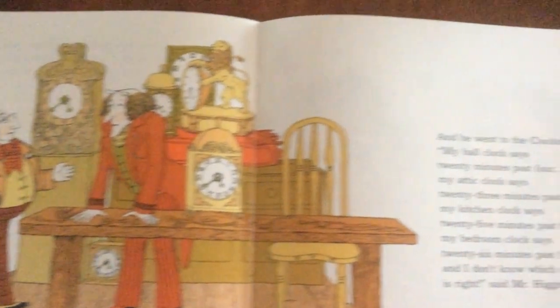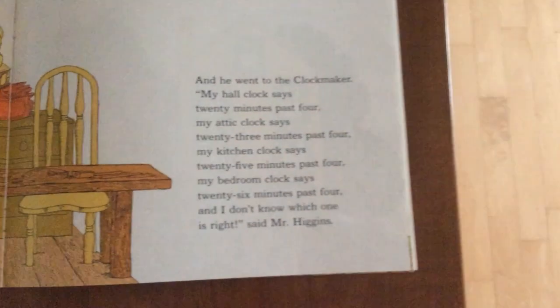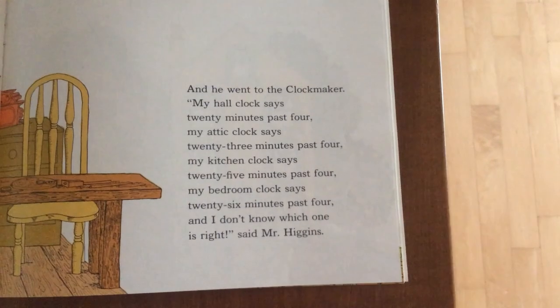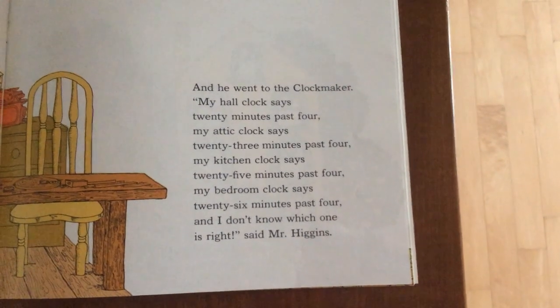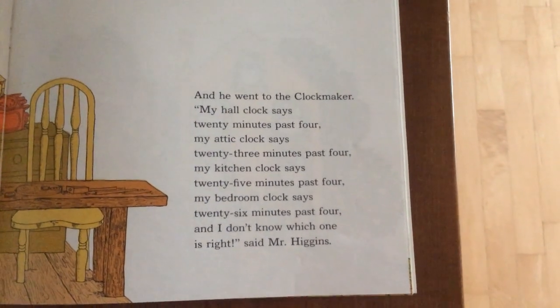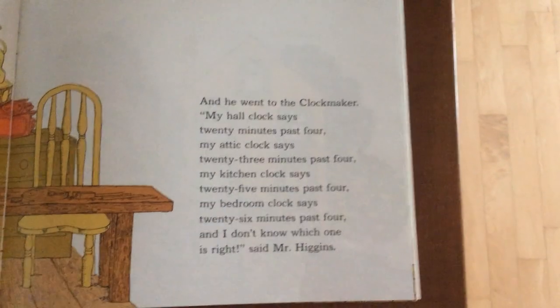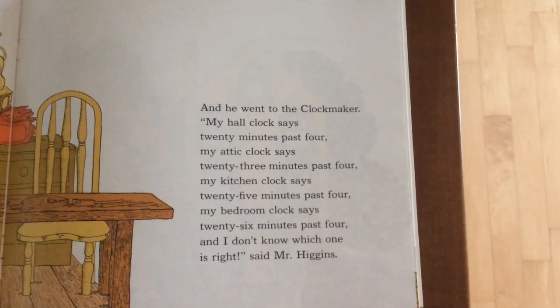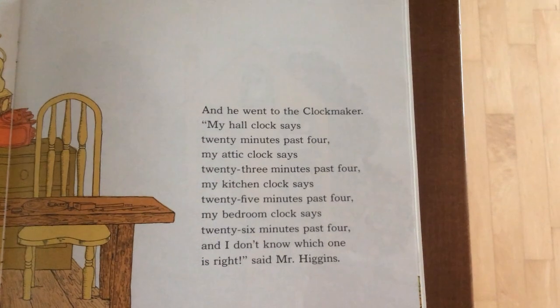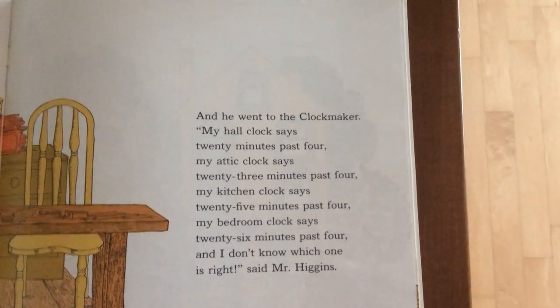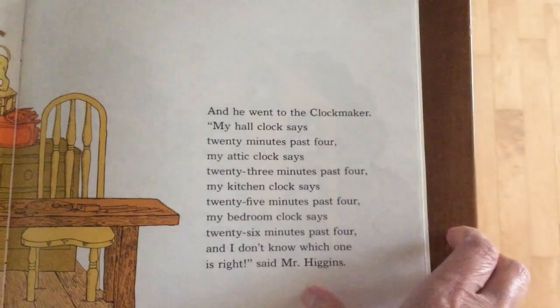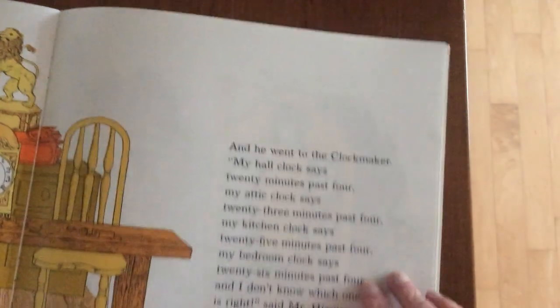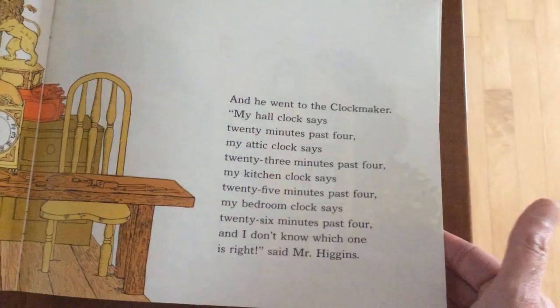So he goes to see somebody. And he went to the clockmaker. My hall clock says 20 minutes past 4. My attic clock says 23 minutes past 4. My kitchen clock says 25 minutes past 4. My bedroom clock says 26 minutes past 4. And I don't know which is right, said Mr. Higgins.